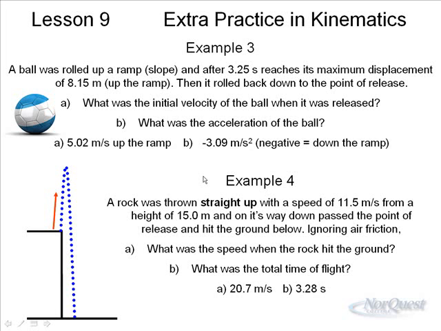Example number 4 says a rock was thrown straight up with a speed of 11.5 from a height of 15 and on its way down past the point of release hit the ground below. Ignoring air friction, what was the speed when the rock hit the ground and what was the total time of flight? Interesting question. So what we'll do with this is we have a little diagram to help us.